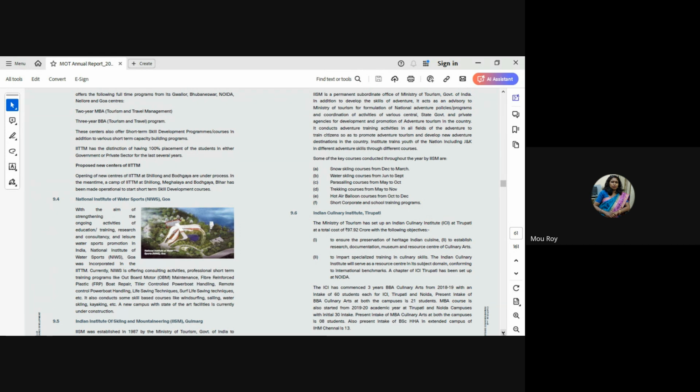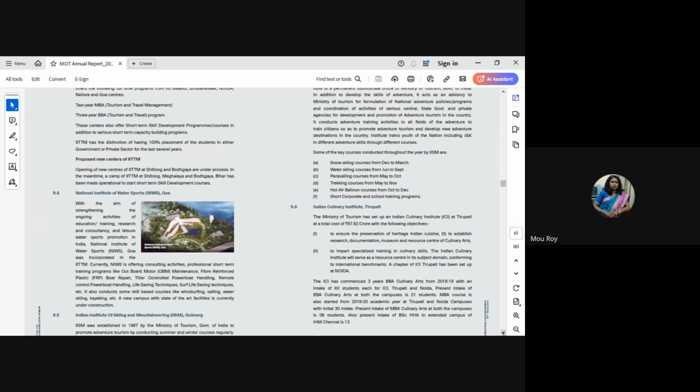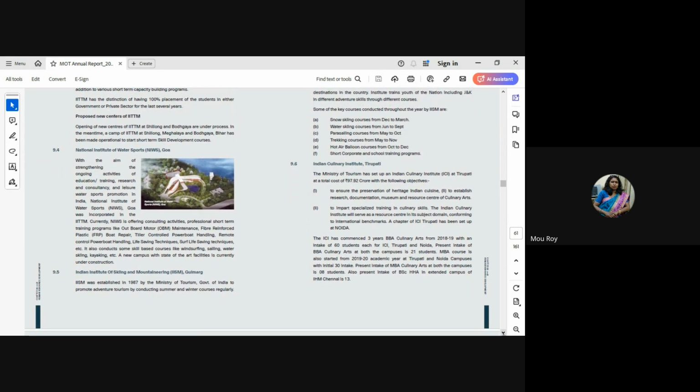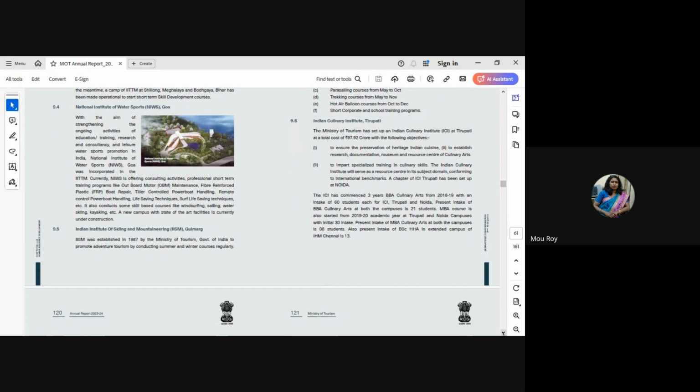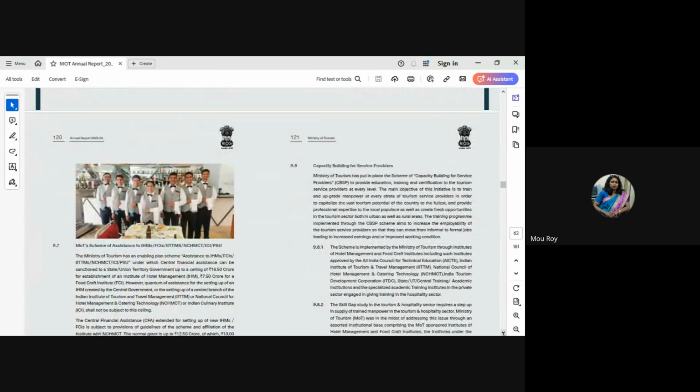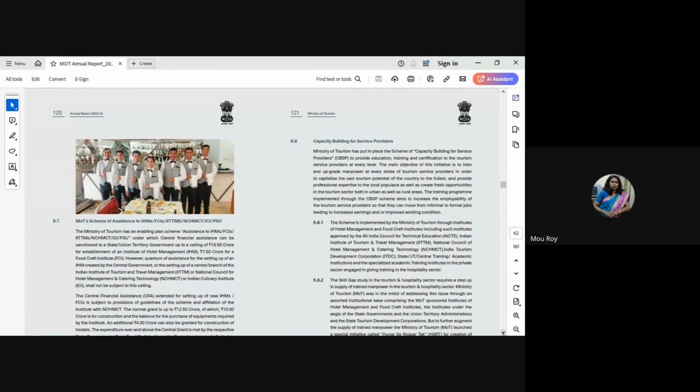Right now they have two Indian Culinary Institutes, one at Tirupati and another at Noida, where NCHM is located, to impart specialized training in culinary skills. They have BSc programs and master's programs. I've shown you the pictures of all this.